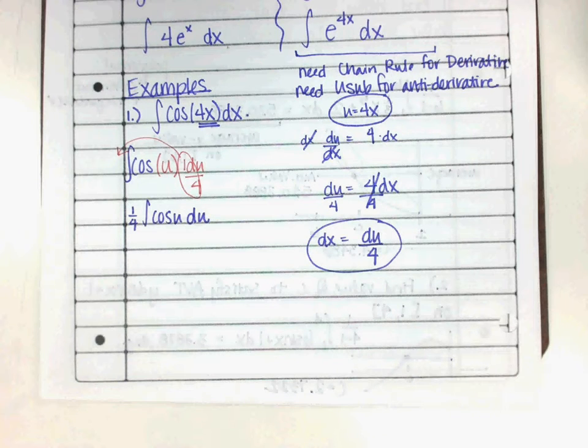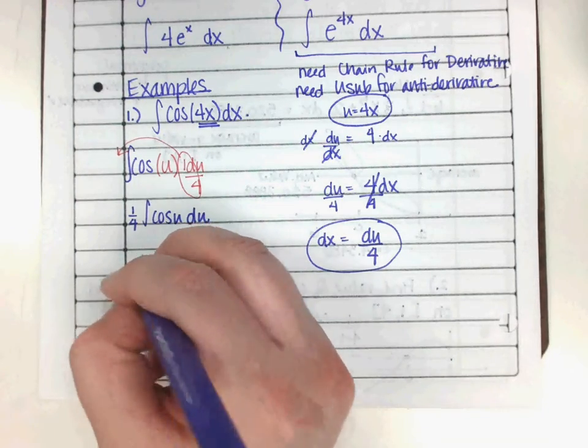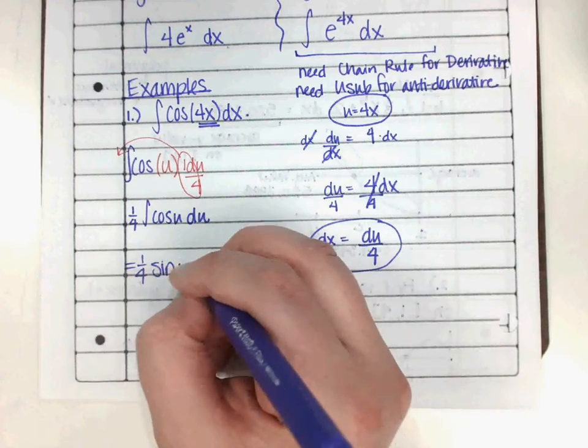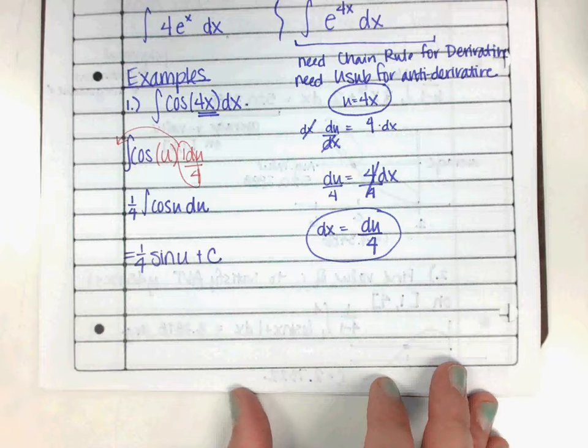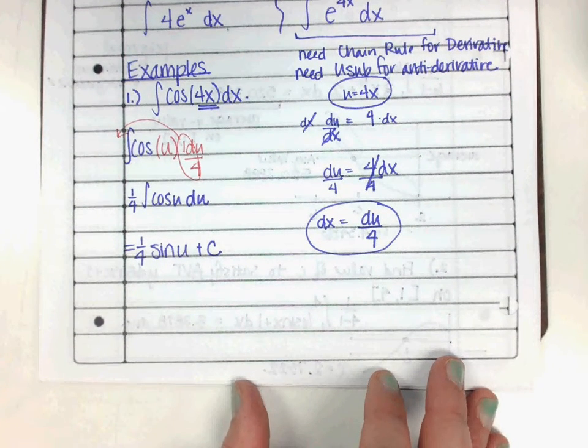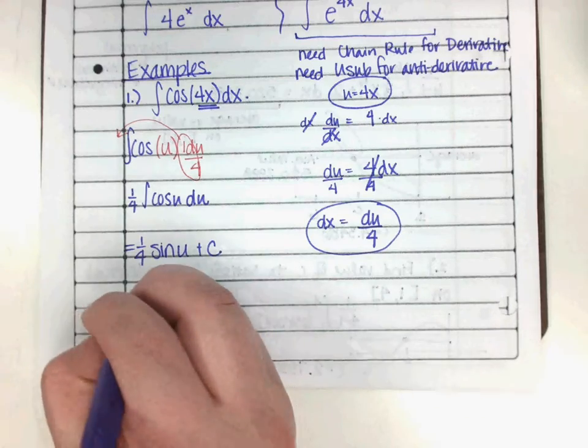What is the integral of cosine u? Sine u. Still with the 1/4 in the front, plus c. And then in my last step, I'm going to switch it back to x, and that's my answer. So if I had 1/4 sine u, that's really 1/4 sine what?